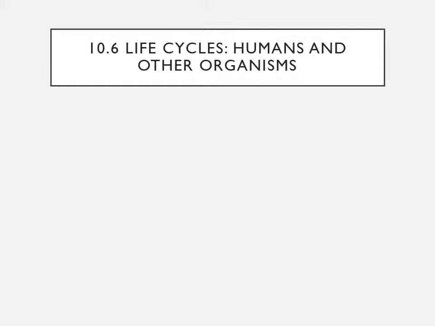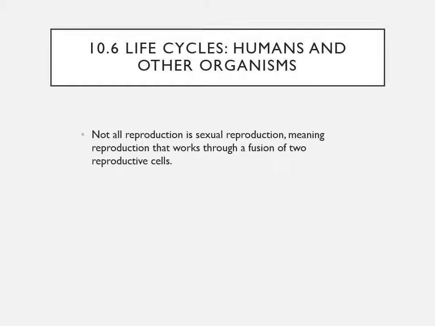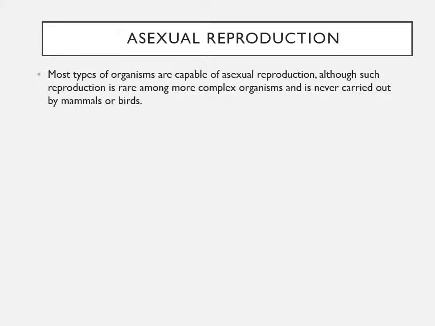Next up, we have section 10.6 called Life Cycles, Humans and Other Organisms, and we'll look at how some other organisms reproduce. Now, not all reproduction, as we mentioned, is sexual reproduction, meaning reproduction that works through fusion of 2 reproductive cells, such as an egg and a sperm. Other organisms can use other types of reproduction that don't involve an egg and a sperm.